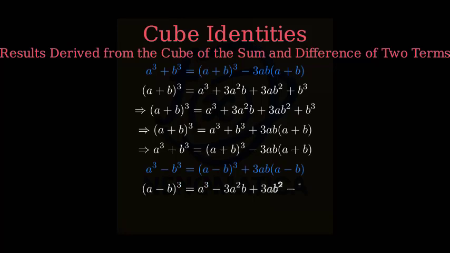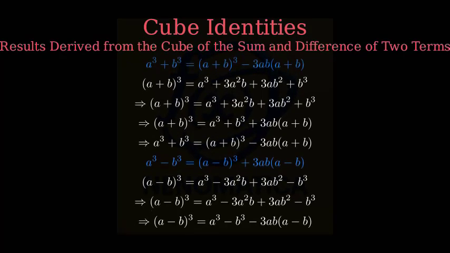First, we expand the cube of the difference, a minus b, all cubed, using the binomial theorem. This gives us a cubed minus 3a squared b plus 3ab squared minus b cubed. Now let's rearrange this. A minus b, all cubed, equals a cubed minus 3a squared b plus 3ab squared minus b cubed. We can factor out negative 3ab from the middle terms.